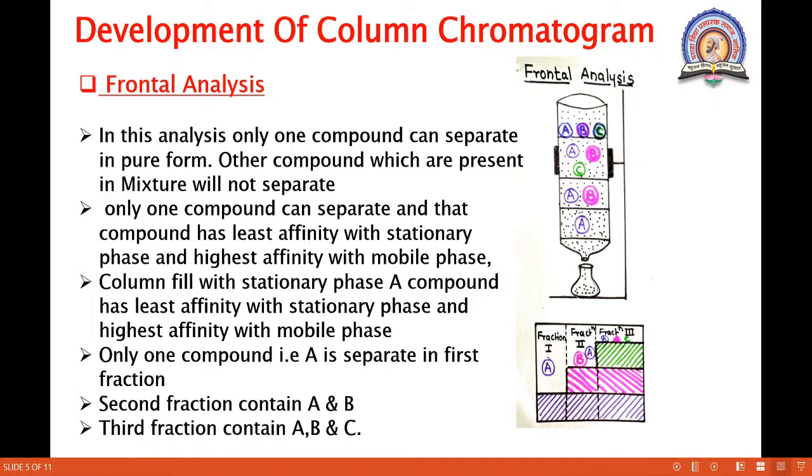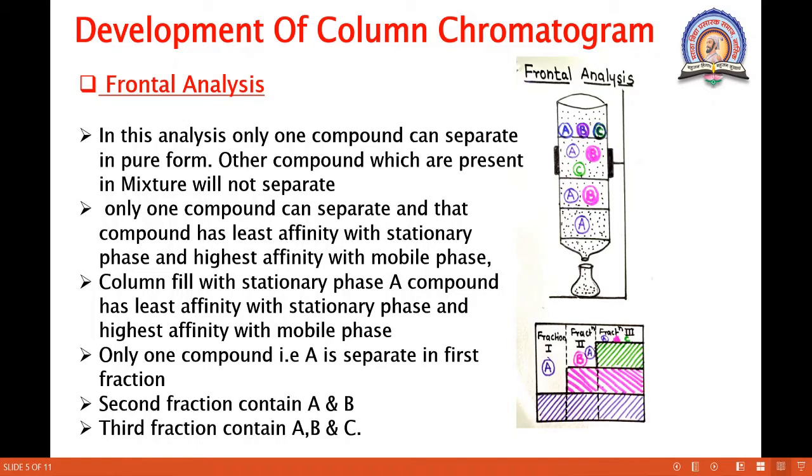Okay. Only one component can be separated, and that component has least affinity with the stationary phase and highest affinity with the mobile phase. Okay, student. Due to this highest affinity with the mobile phase, it goes through the column fast and is eluted first. Okay. This compound A has more affinity with the mobile phase. That's why it goes very fast and is eluted first. Right? And this compound A has least affinity with the stationary phase.